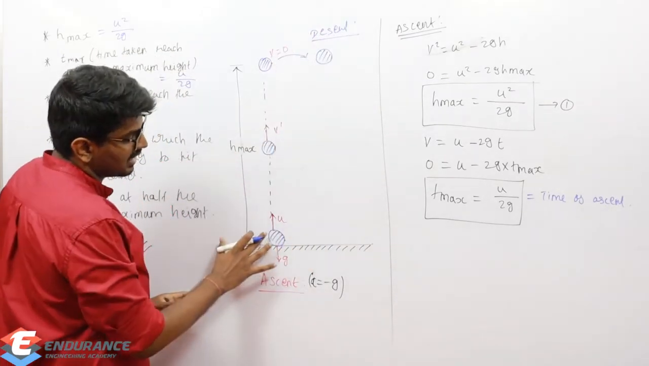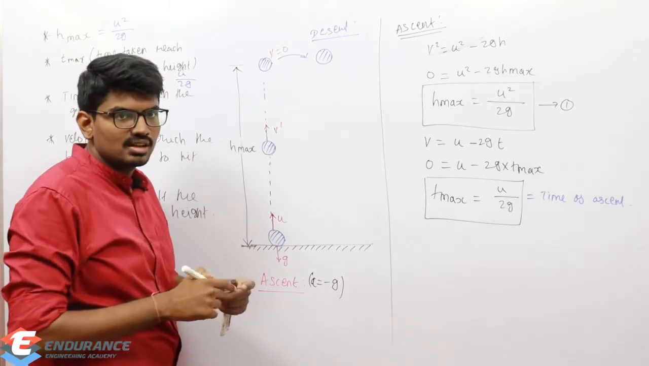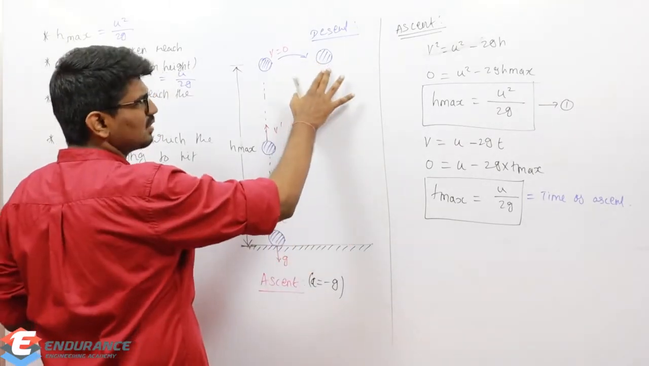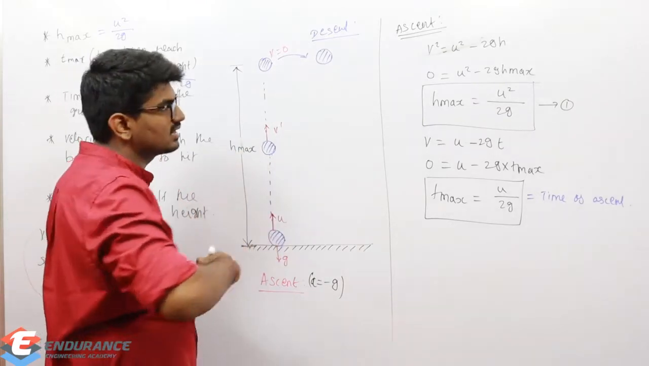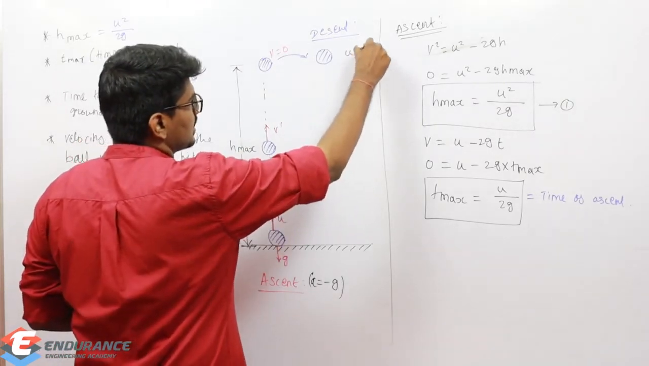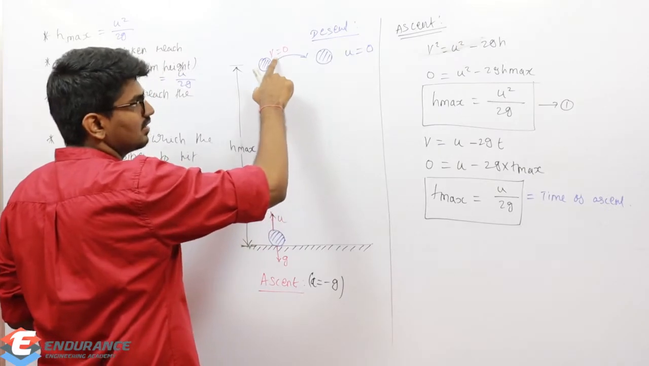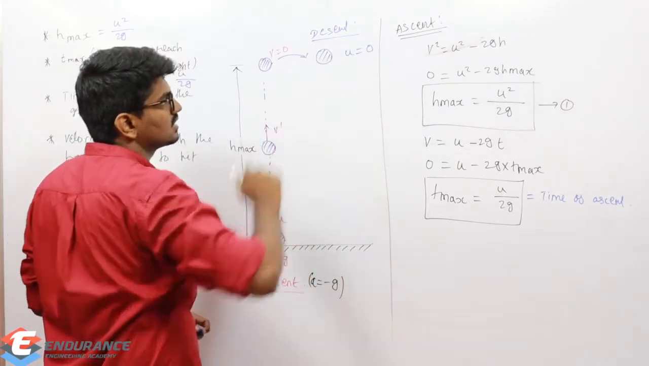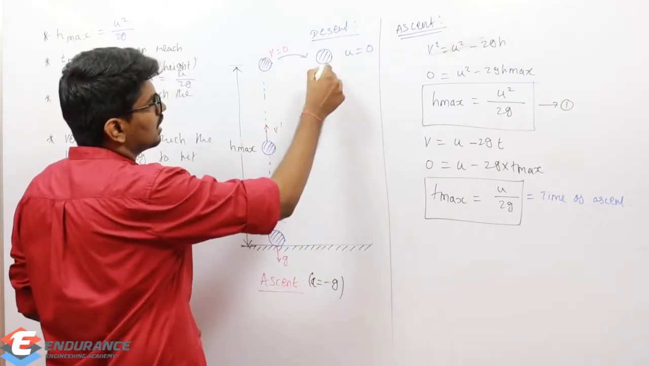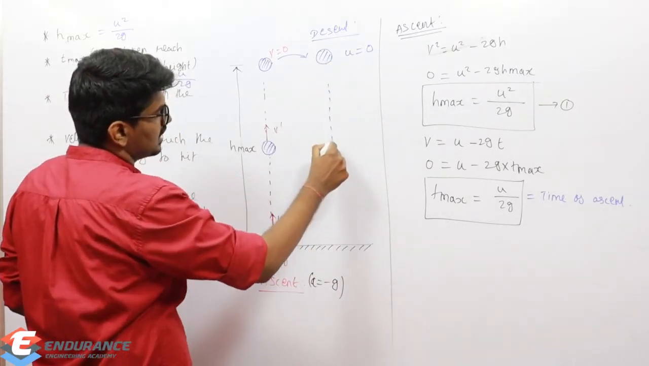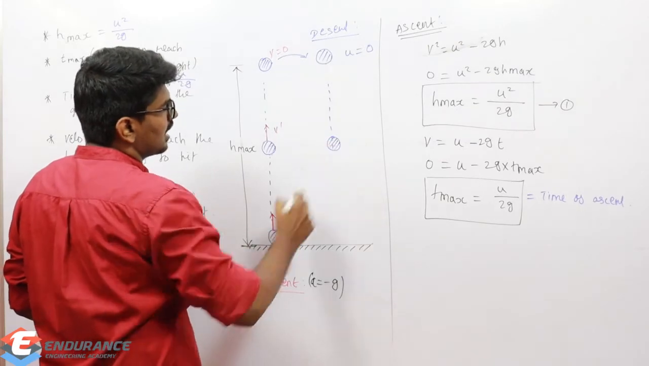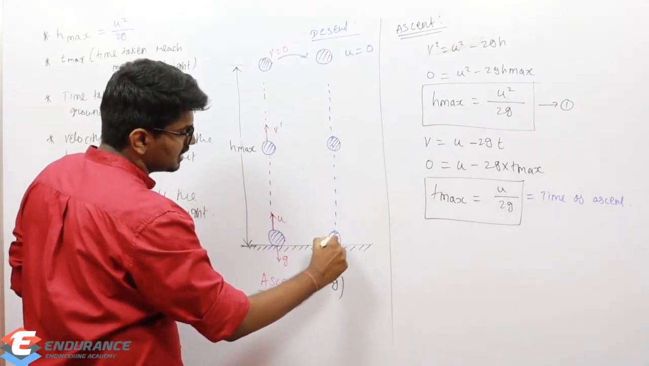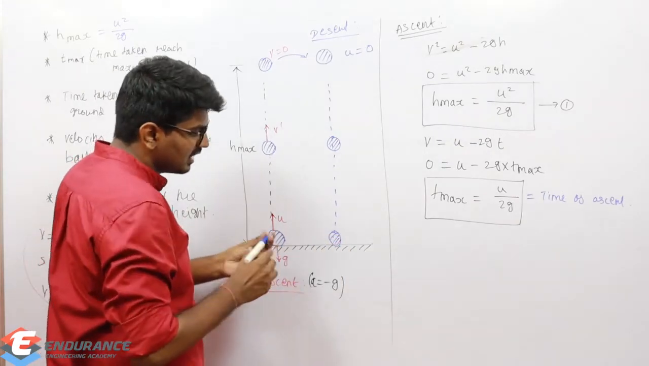See, for ascent there will be some initial velocity because I'm throwing it with some velocity. But the initial velocity of descent will be what? Obviously it is going to be zero. Why? Because when it reaches here, velocity becomes zero. Now from here, it's going to move down, move down, move down. Let us take this as the halfway mark. And again it is moving, moving, moving. It will reach the final state and it will hit the ground.